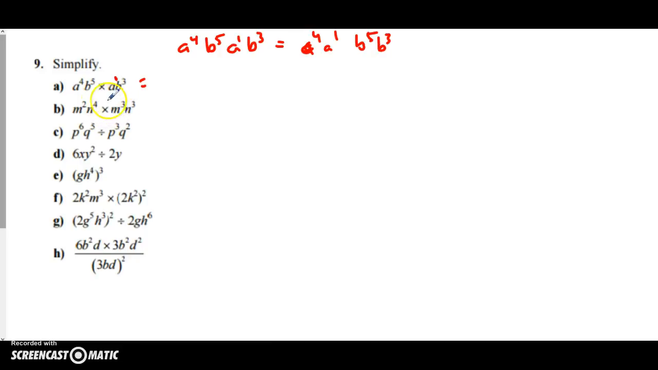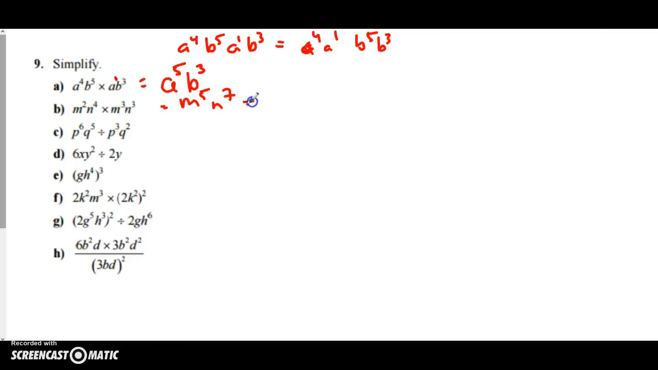Okay, the other thing you can do is just ignore that and say, look, I'm multiplying a to the 4 times a to the 1, and when you multiply, you add the exponents. So, and then same with this, you just add the exponents, and you're done. Okay, same with this one here. How many m's are there? There's 2, there's 3, there's a total of to the power of 5, and there is n to the 7.